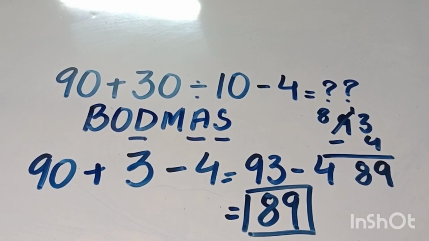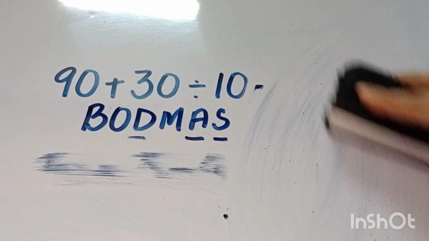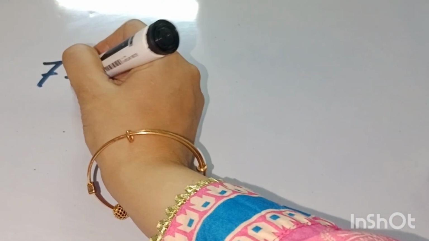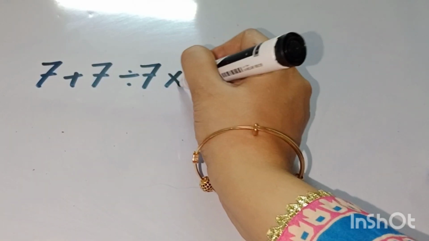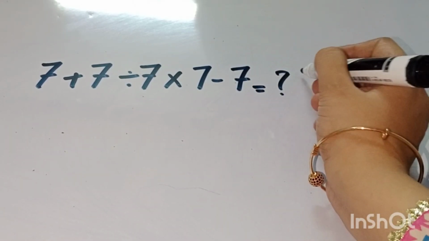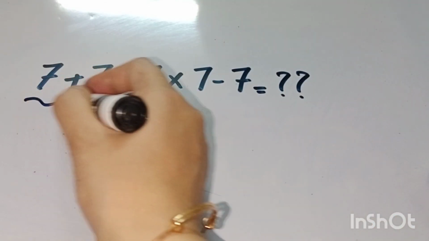Okay, great. Shifting to my next puzzle. This is my last puzzle of this video. In this video, I have given you 3 puzzle solutions. Here, my last puzzle is 7 plus 7 divided by 7 multiply 7 minus 7. Can you solve it in a few seconds? Isn't it very easy and interesting? Am I right?